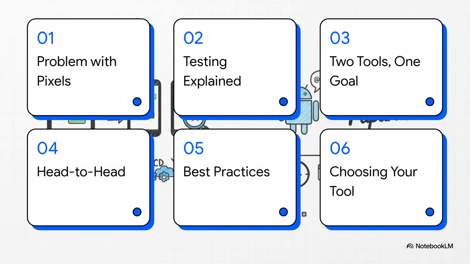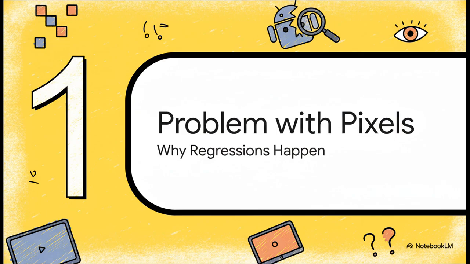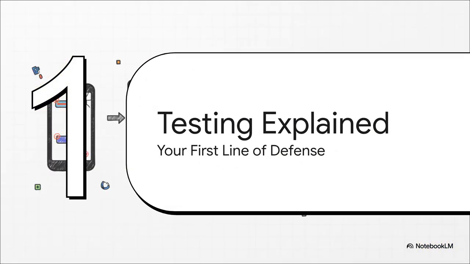So here's our game plan for today. We'll start by digging into why this problem with pixels even happens. Then we'll explain screenshot testing as the solution. After that, we'll introduce our two main tools, put them head-to-head, go over some best practices, and finally, help you figure out which one is the right fit for you and your project. Okay, first up, let's talk about the problem with pixels and why these annoying visual bugs happen in the first place.